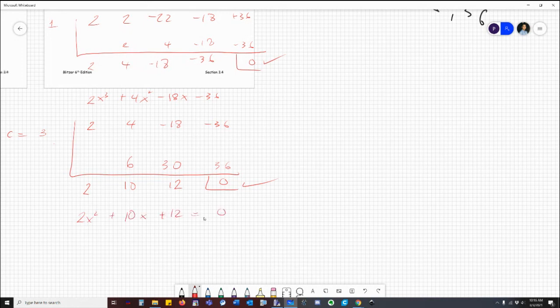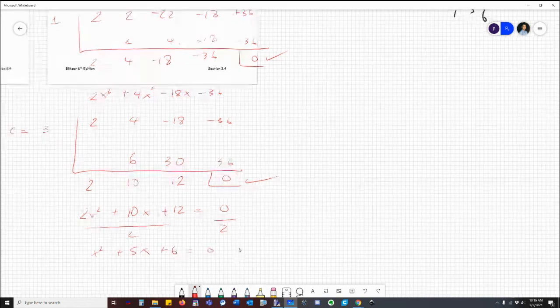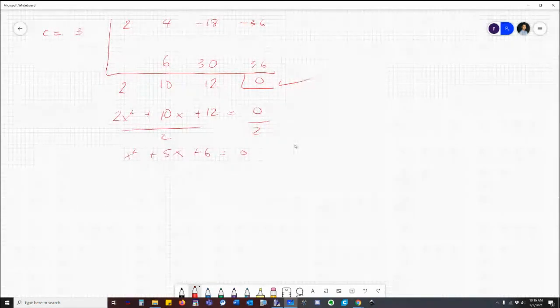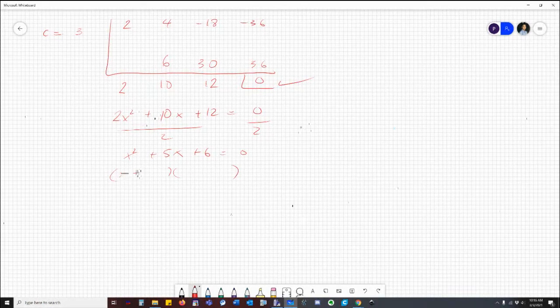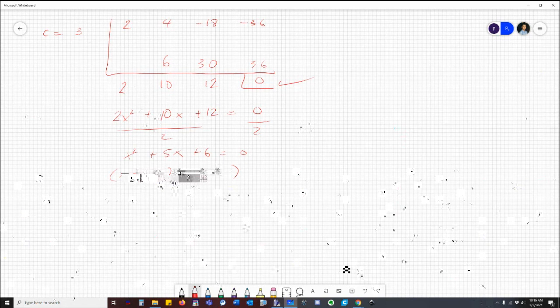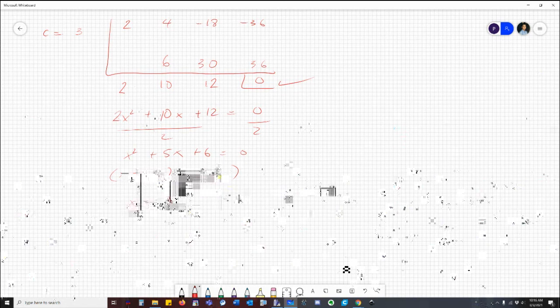And we can set this equal to 0. To make it easier, I'm going to get rid of the 2 here by dividing by 2 on both sides. So it'll be easier to factor. Now we can easily see we can factor this with, let's see, 3 and 2. Okay, so this means that x is equal to -3 and x is equal to -2.